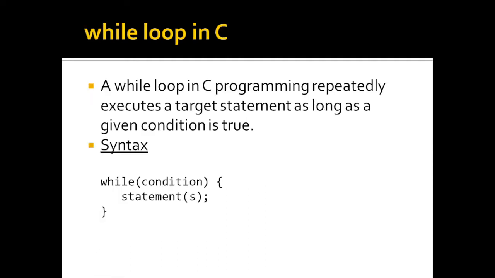Now we have the while loop in C. A while loop in C programming repeatedly executes a target statement as long as a given condition is true. So the syntax is while, then condition, then open and close curly braces. We have this statement here. So if this is true, it will execute the statement inside the loop.